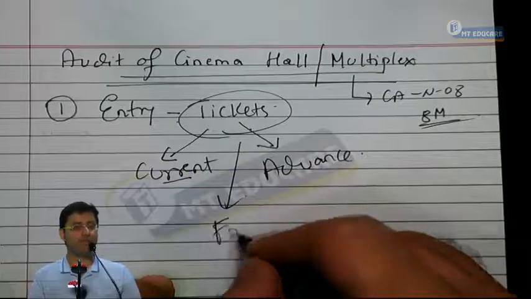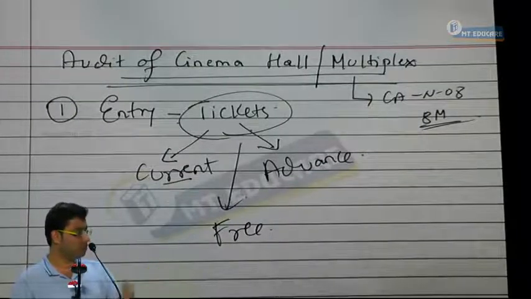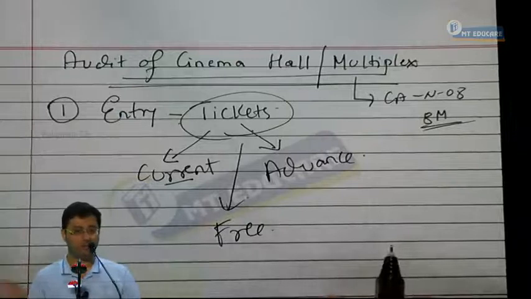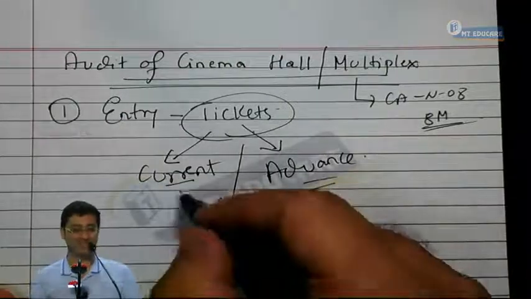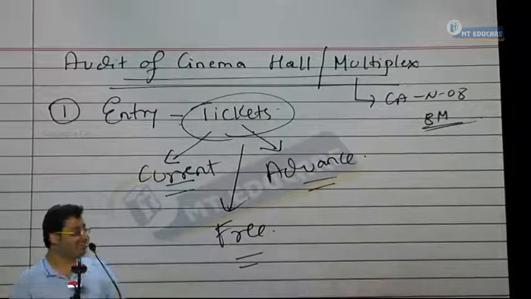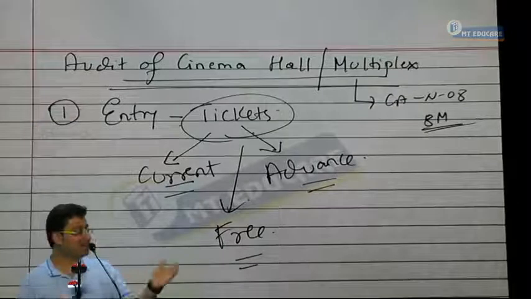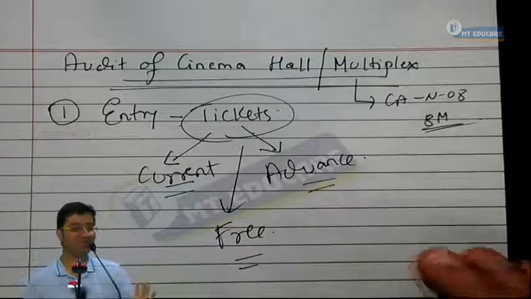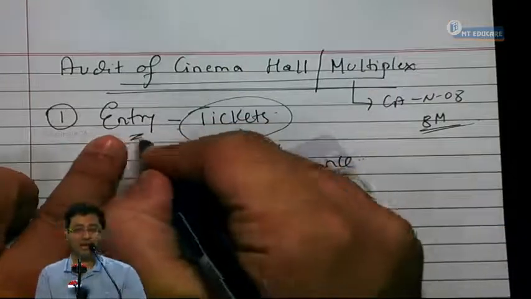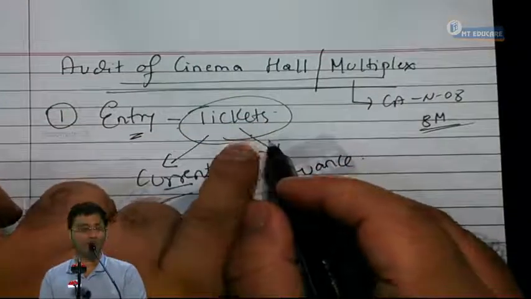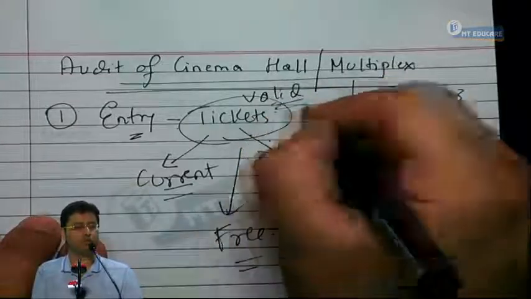And some are even given free, if you win a scheme or something. So tickets are given free also. Listen to me, later on you talk what you want. So entry in the cinema hall is subject to what? Valid tickets, which should be verified by an auditor.